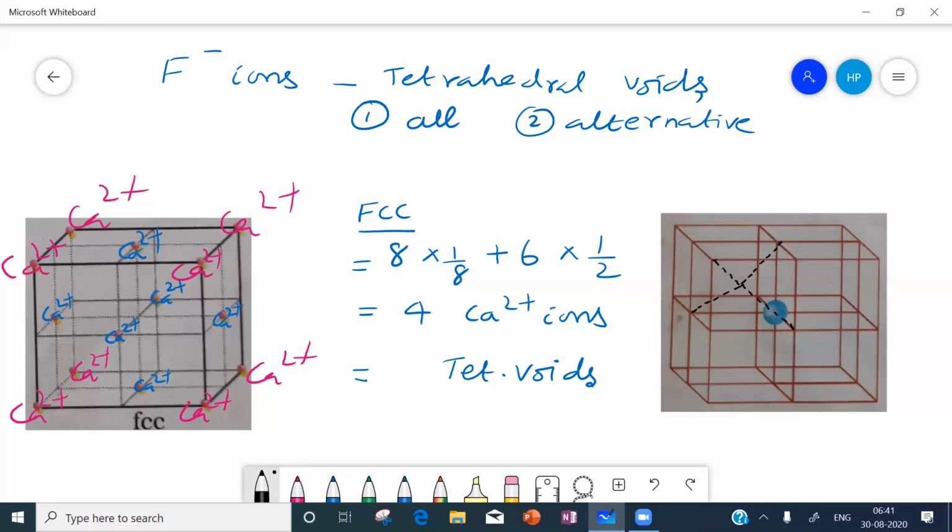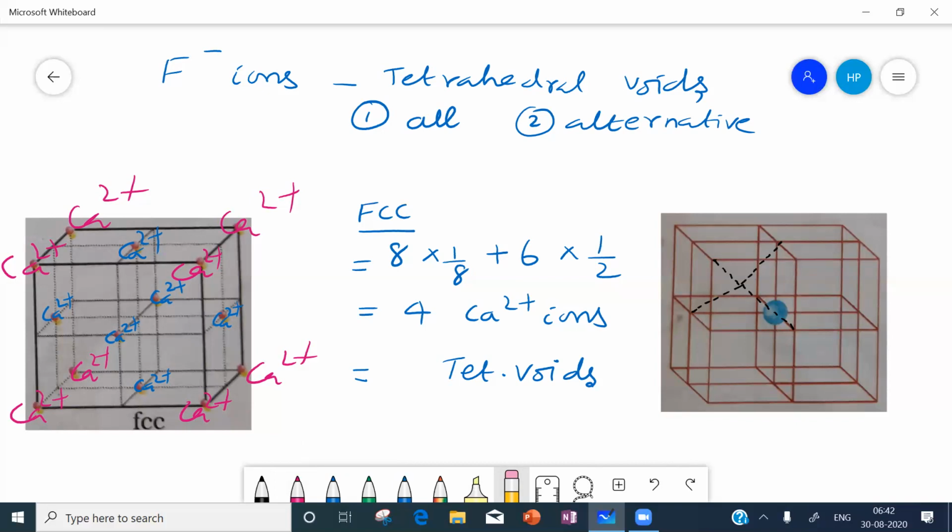Do you say 4? Do you say 8? Do you say greater than 4? Do you say greater than 8? What values do you say? What is the number of tetrahedral voids possible?